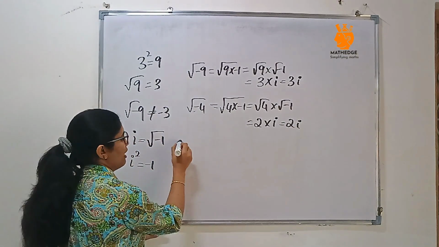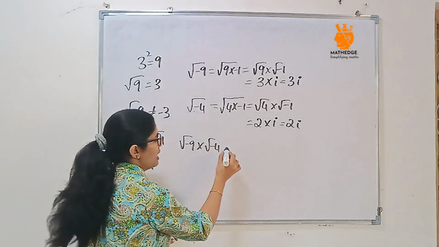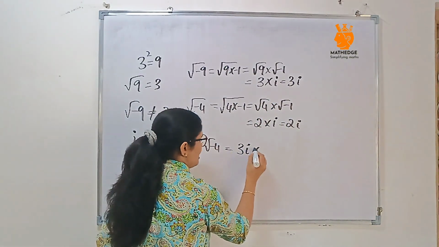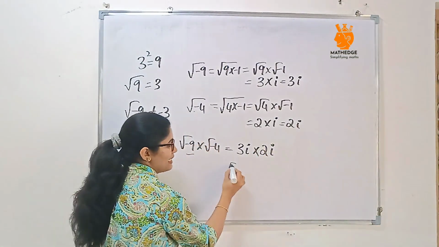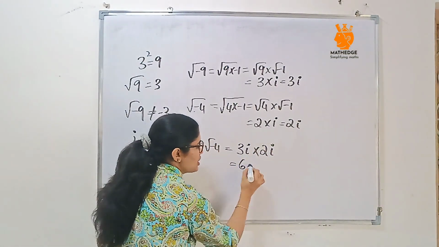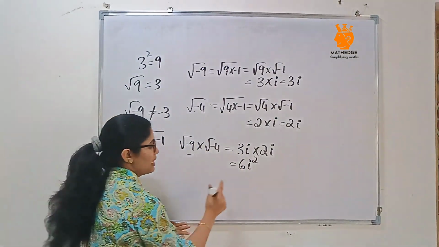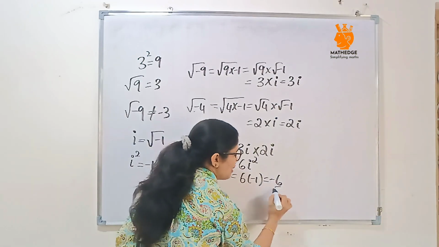Then what's the problem we have? We have square root of minus 9 into square root of minus 4. Square root of minus 9 is 3i, right? Multiply by square root of minus 4, which is 2i. Then 3 times 2 is 6, i into i is i squared, right? And what is i squared? i squared is minus 1. So 6 into minus 1 is minus 6.